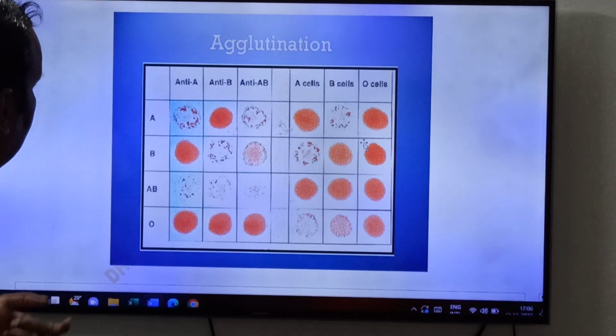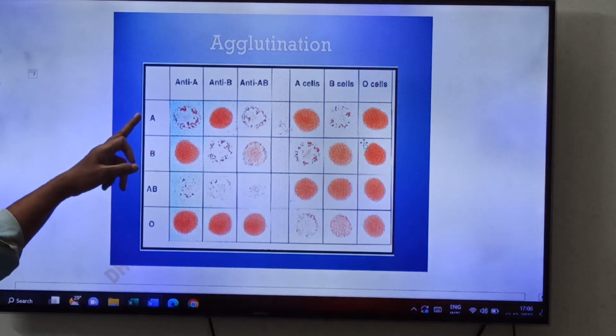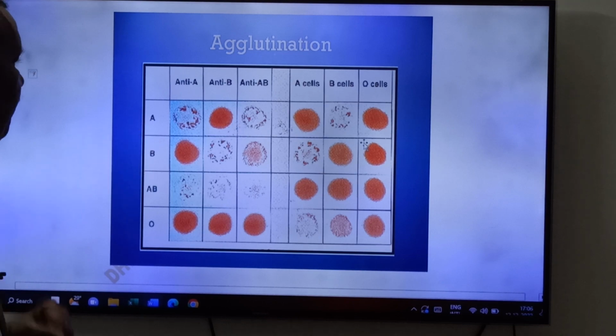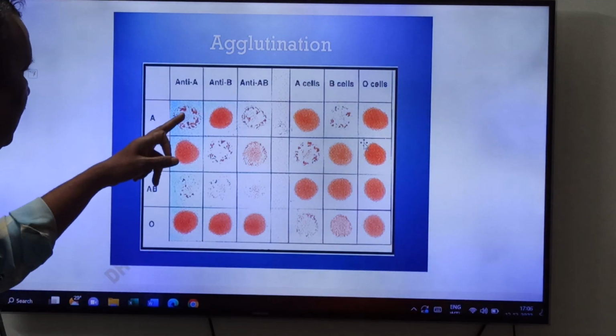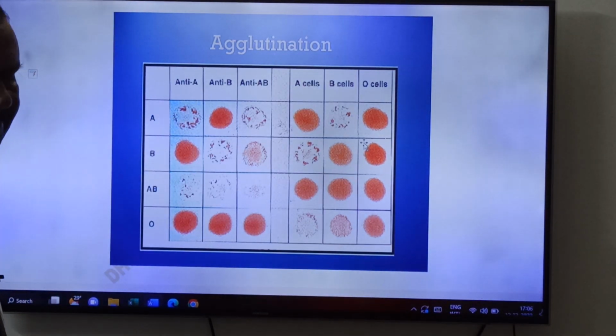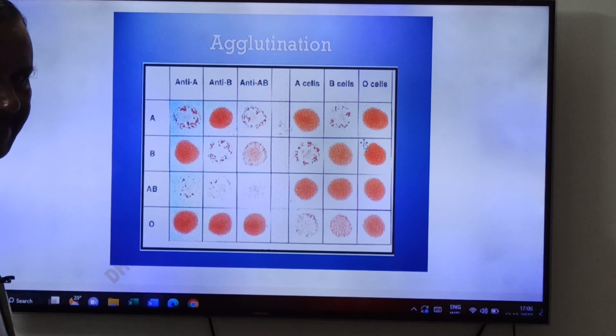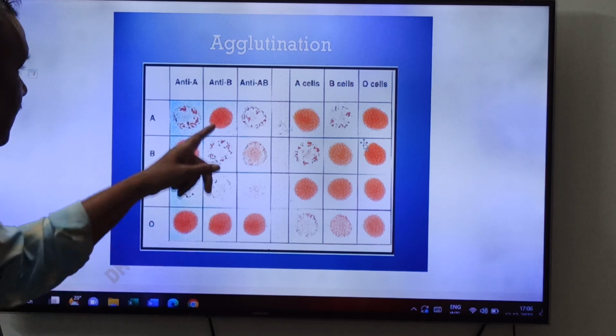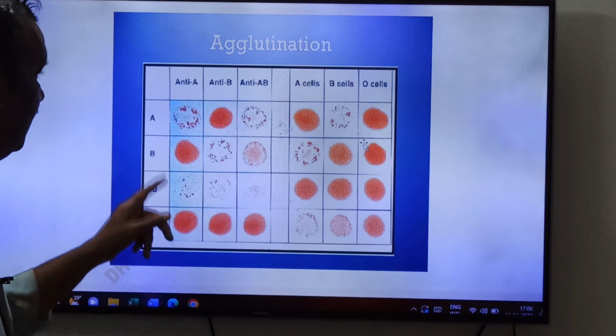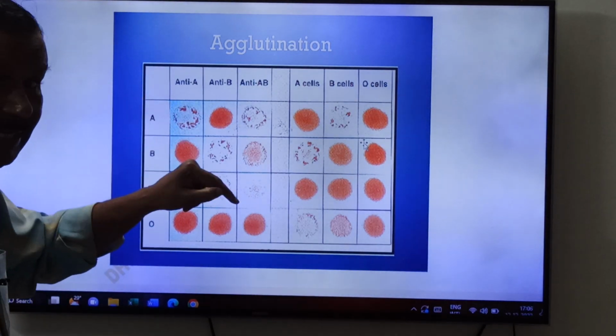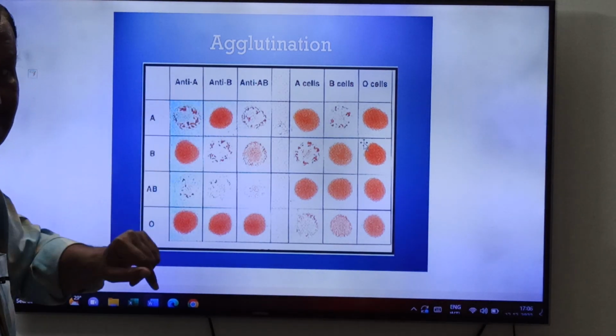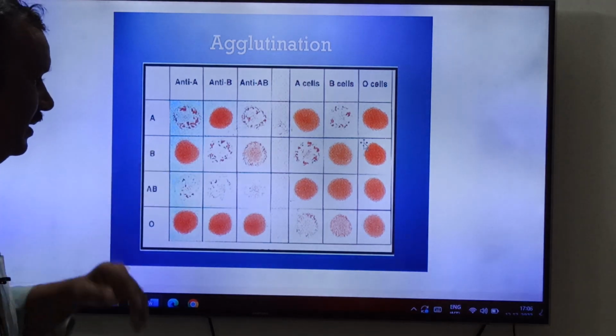See, friends, now the A blood group, it is clumping with anti-A, but with anti-B there is no clumping, because A has anti-B, not anti-A. Okay, like this, see friends.